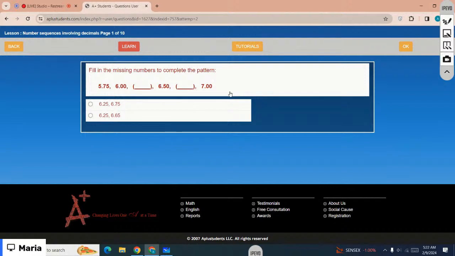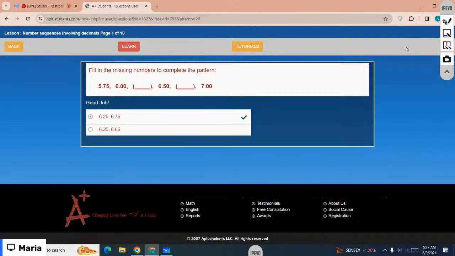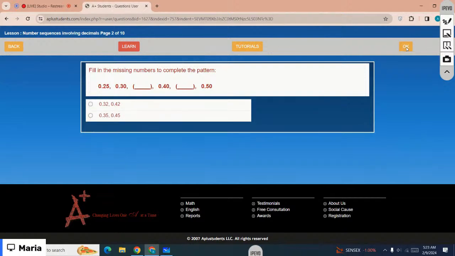Yes, that is 6.25 and 6.75. Option number 1 is the correct option. You need to add 0.25 to each next number, right? Okay, the next one is 0.25, 0.30, missing 1, 0.40, missing 1, and 0.50. So, which is the correct option?